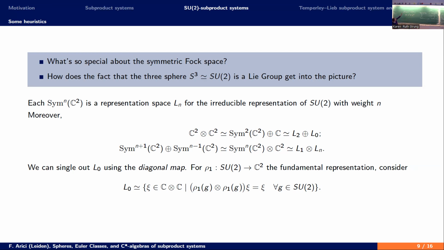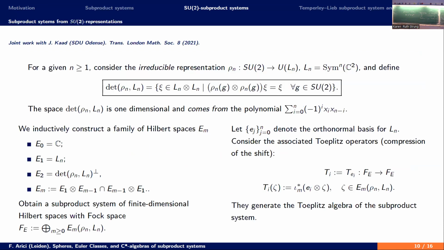It's just the elements that are left invariant by the, how did you say, Bob, the diagonal map. So this is how you find L0 inside the tensor of L1 with L1. And this is what we used in our work to construct a subproduct system for any representation of SU2. This is a joint work with Jens Kohn from Odense.